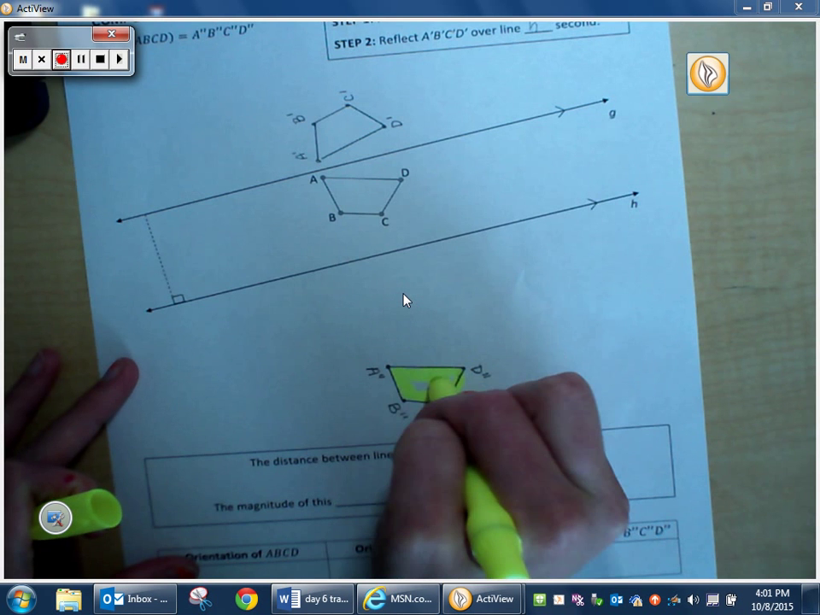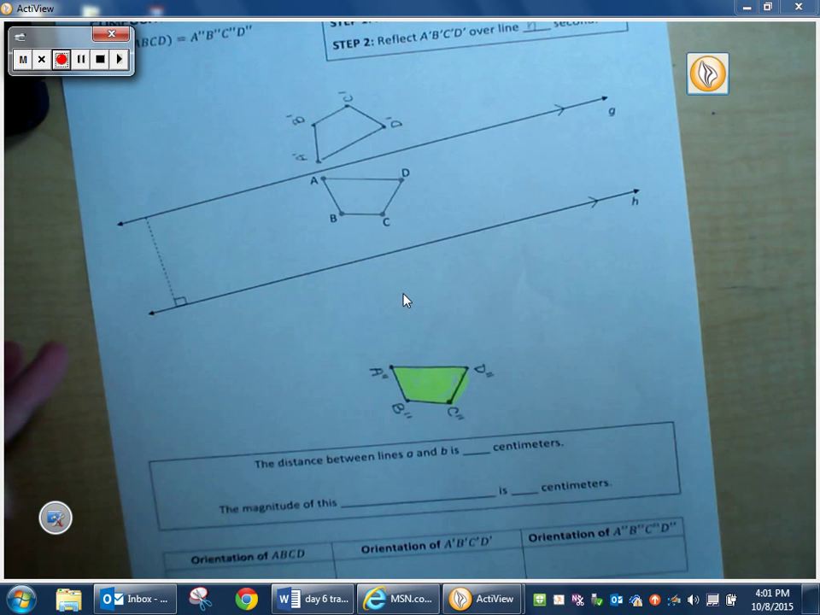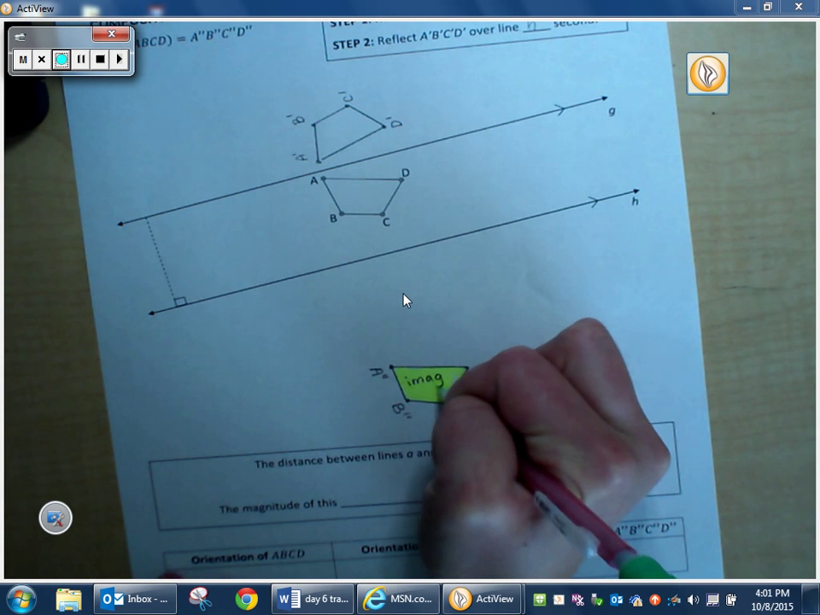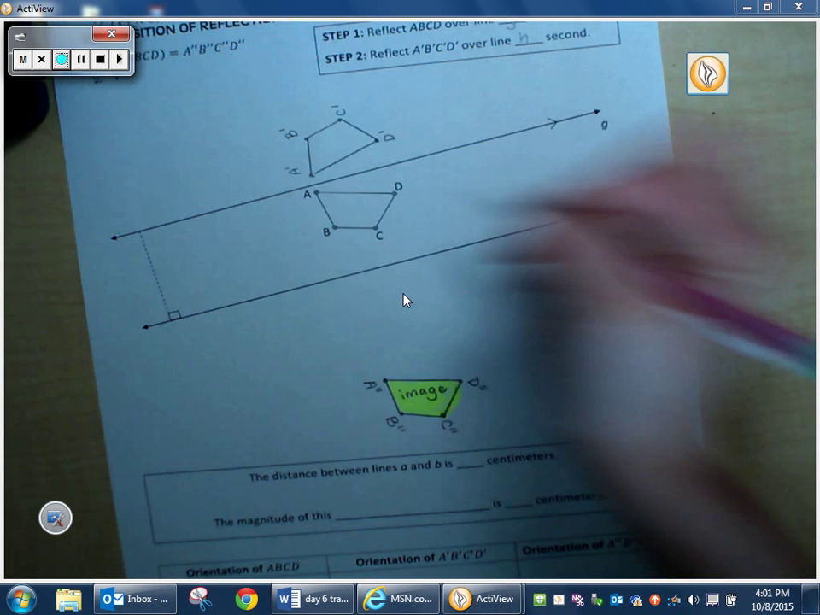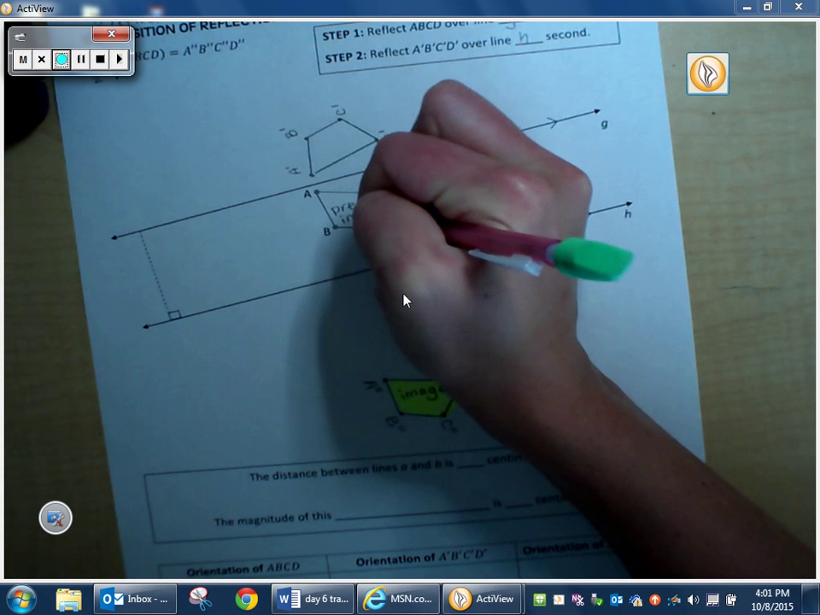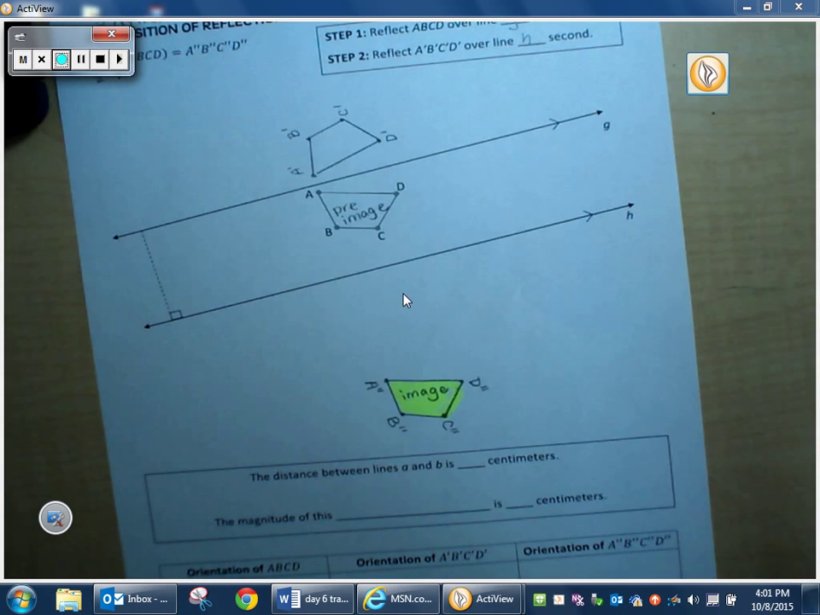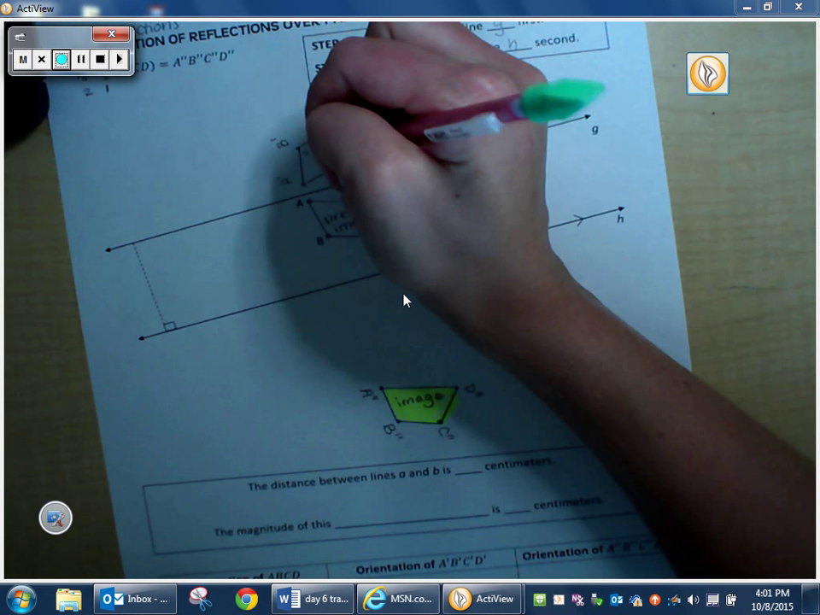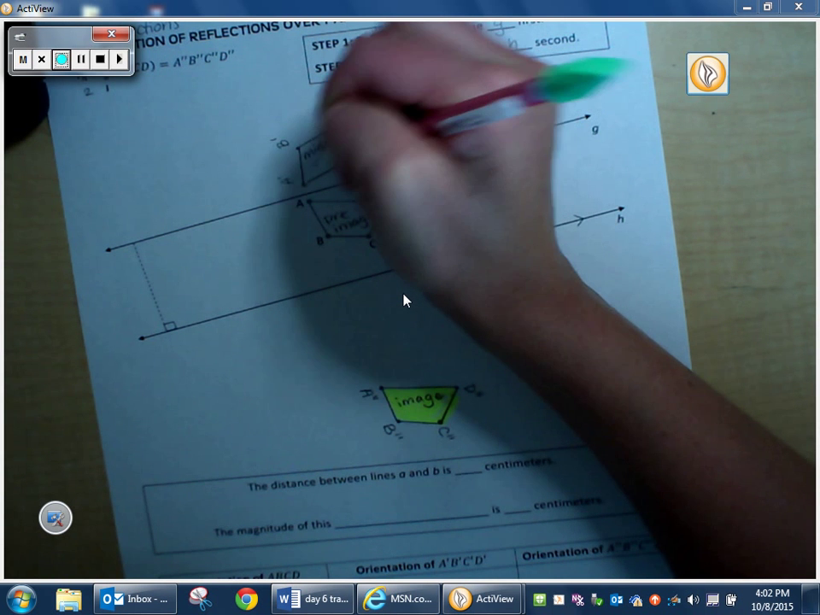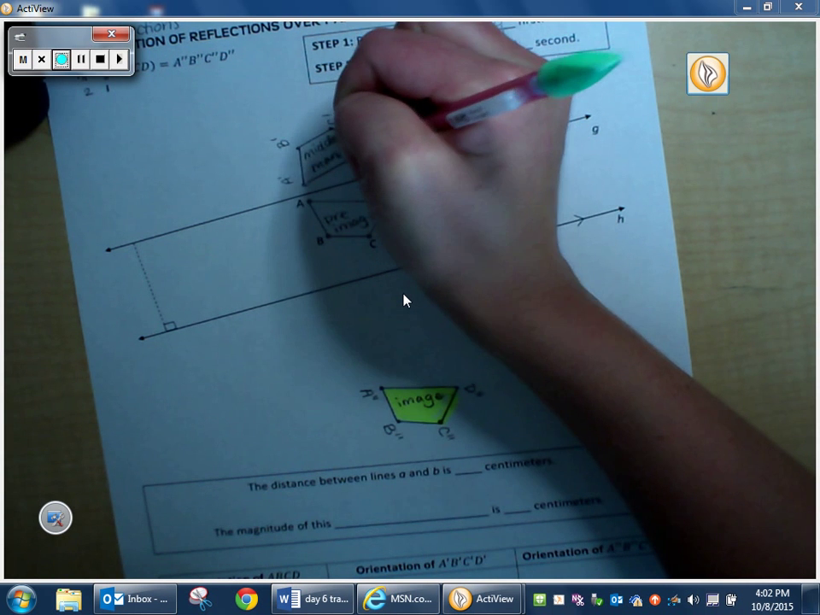And notice I have straight lines, I have primed images, double primes, and here's my image. I'm going to call this up here my pre-image. And then the prime is kind of your middleman to help you get to your final image. Okay?